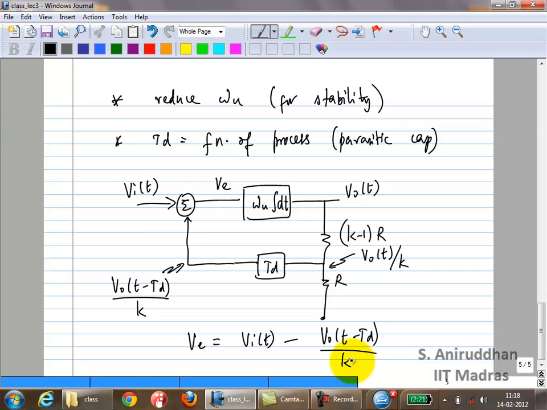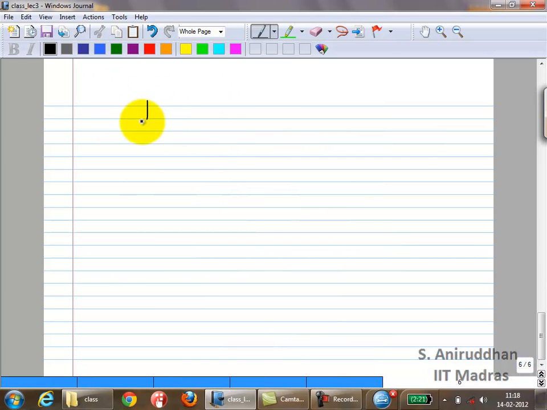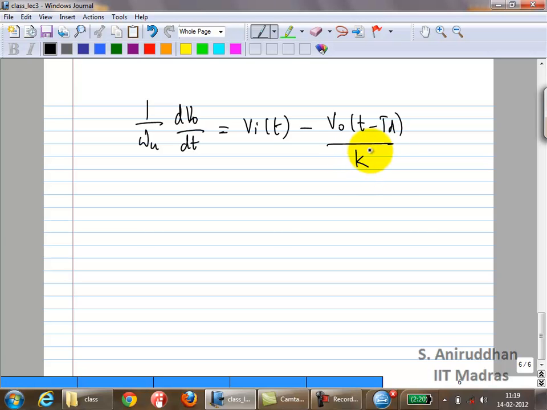And through the integrator we know what the relationship at the input and output are. This is the error voltage, right? Because it's an integrator.